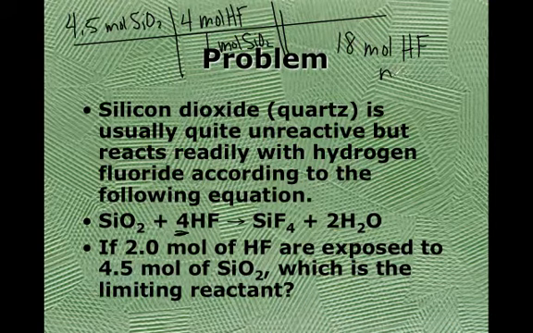So if we would have started with 4.5, we would have said we need 18 moles of HF. How much do we actually have of HF? 2. We only have 2, so do we have enough? No. So either way, HF is going to be limiting.